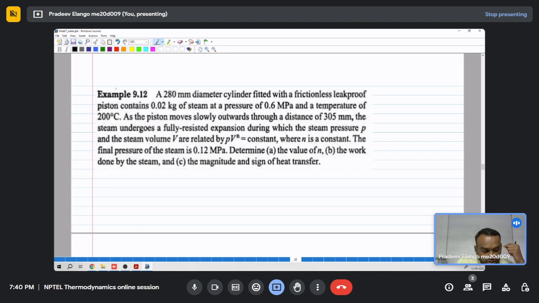A 280 mm diameter cylinder fitted with a frictionless leak-proof piston contains 0.02 kg of steam at a pressure of 0.6 megapascal and a temperature of 200 degrees Celsius. The piston moves slowly outwards through a distance of 305 mm. The steam undergoes a fully resisted expansion, during which the steam pressure P and the steam volume V are related by PV^n equal to constant, where n is a constant. The final pressure of the steam is 0.12 megapascal. Determine the value of n, the work done by the steam, and the magnitude and sign of heat transfer.